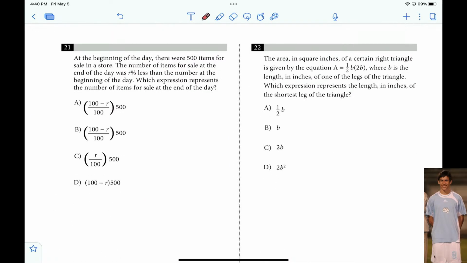All right, so number 21. At the beginning of the day, there were 500 items for sale in a store. The number of items for sale at the end of the day was R% less than the number at the beginning of the day. Which expression represents the number of items for sale at the end of the day? So I would notice that they mention a percent change because they said percent less. So that means we're going to think of our percent change equation.